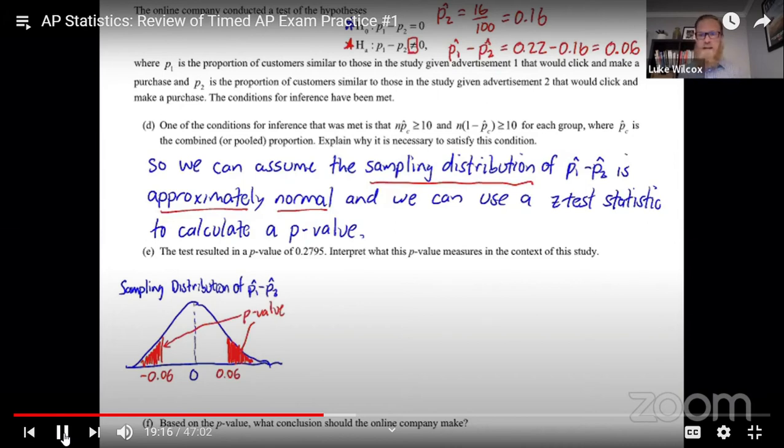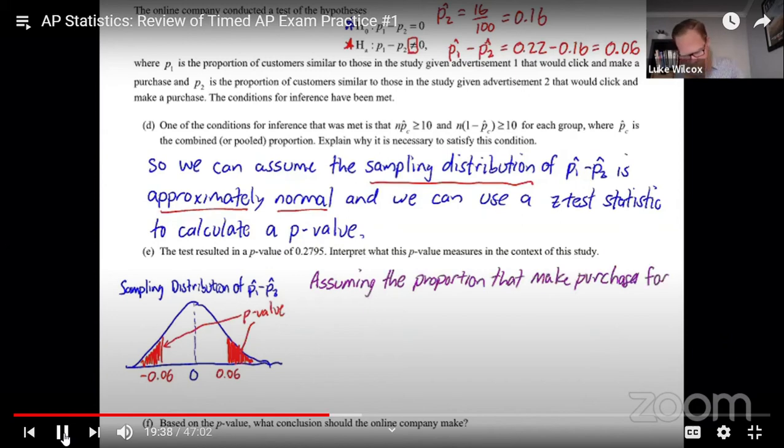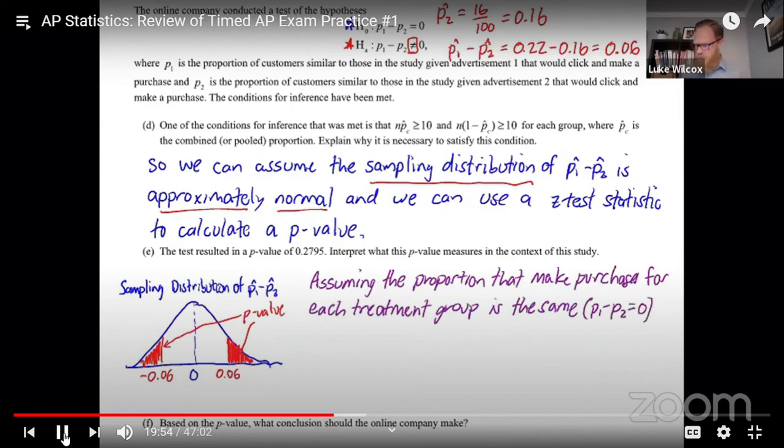So here is my interpretation of the p-value. Let's start with our assumption up front, which is the null hypothesis. So I'm going to say, assuming the proportion that make purchases for each treatment group is the same. And that's really just the null hypothesis. In fact, I'm going to write the null hypothesis in parentheses here. P1 minus P2 is equal to 0.